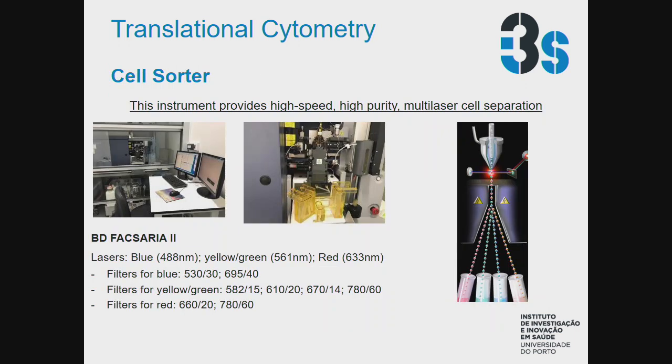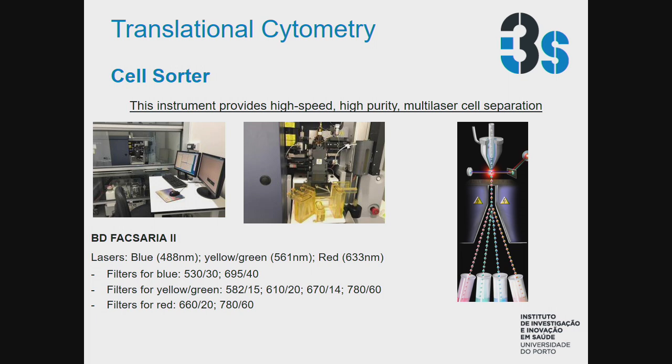As I mentioned, we can also do sorting, and for that we have the FACSAria II. This sorter has three lasers, so we can do up to eight colors, and we can separate up to four populations at the same time and collect those populations.